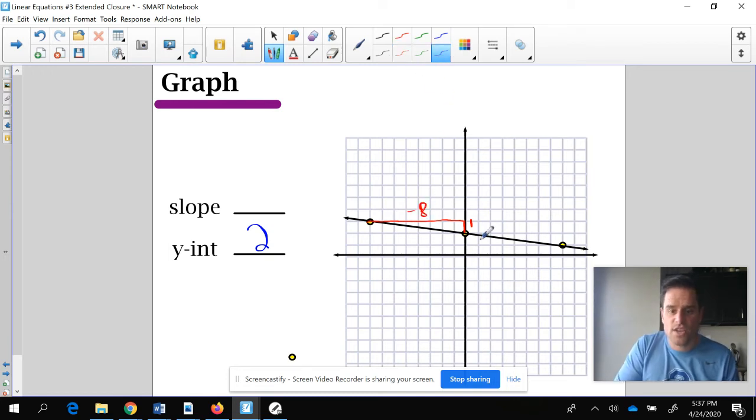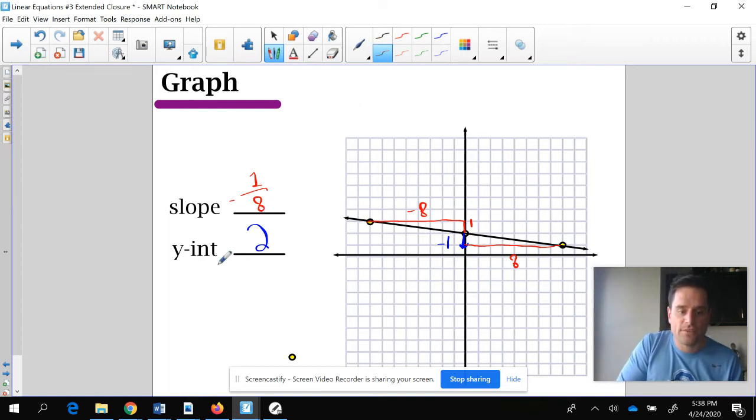So you know what? We can check this. How about we go down -1? Aren't we going down here? Going down, and we're going to the right. 1, 2, 3, 4, 5, 6, 7, 8. And that's going to give us the same answer. We're going to rise 1, and we're going to go -8. That's going to be a -1/8 slope.